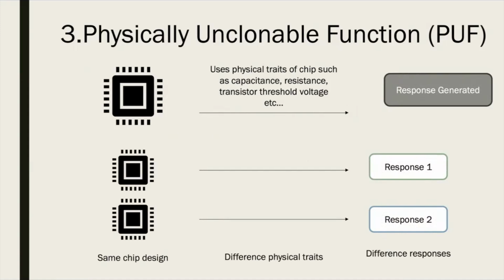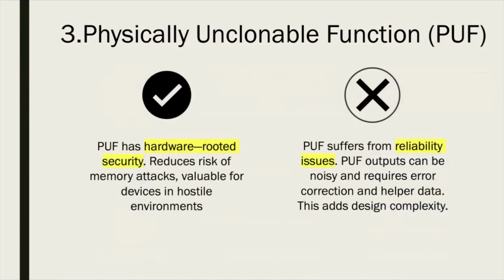In practice, the device receives a challenge, applies it to its PUF, and produces a response based on its physical characteristics. The main benefit of PUFs is hardware-rooted security, because the secret is derived from the physical device rather than being stored permanently. PUFs reduce the risk of memory extraction attacks. This is especially valuable for devices deployed in hostile or unintended environments.